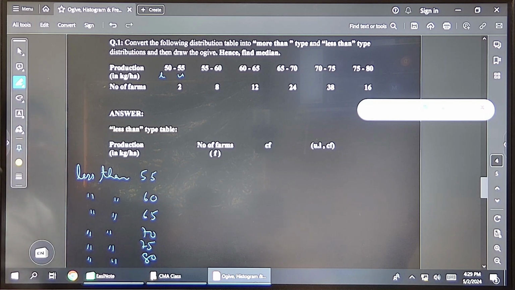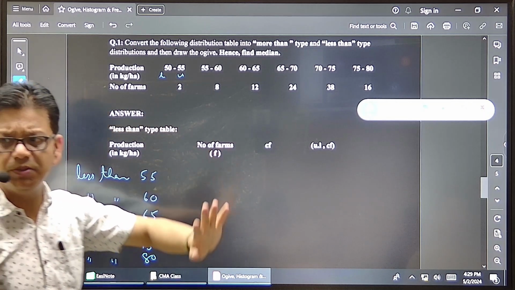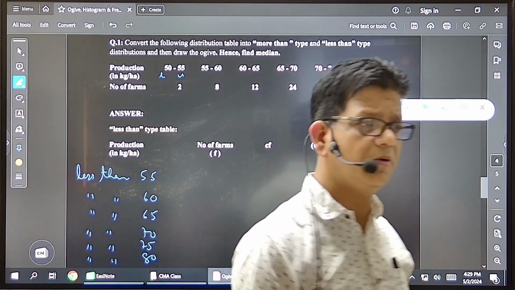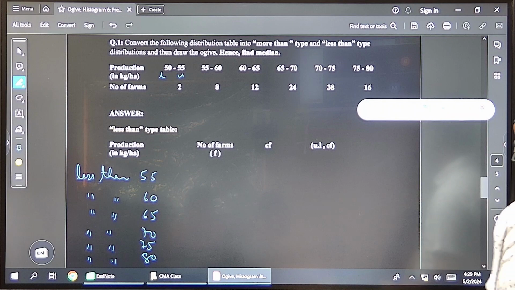So this less than table is like this. We make the production in this way, less than the upper limit. It's easy to remember. When you do more than, it is the lower limit. So it's a converse word. Less than upper limit, more than lower limit.